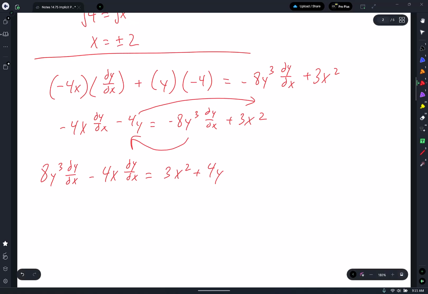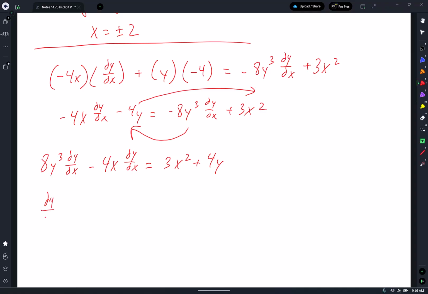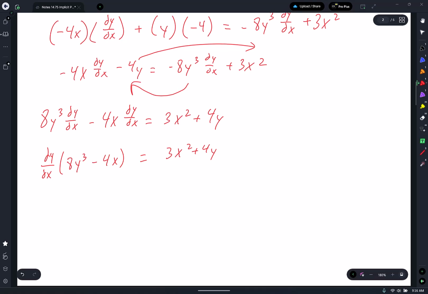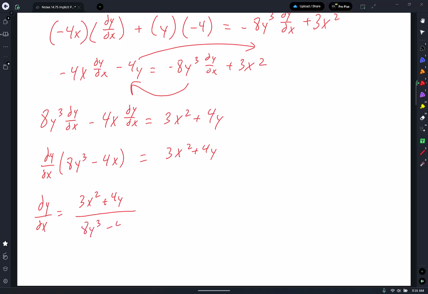Let me know. I make mistakes all the time. Where did the 2 go? The derivative of 2 is 0. Oh, yeah. We're still okay, guys? Factor out a dy/dx. And I'm going to have 8y cubed minus 4x equals 3x squared plus 4y. I still don't see any issues. I think we're okay. Yeah, it's very easy to make an algebra error. And now I'm just going to divide: dy/dx equals (3x squared plus 4y) all over (8y cubed minus 4x).